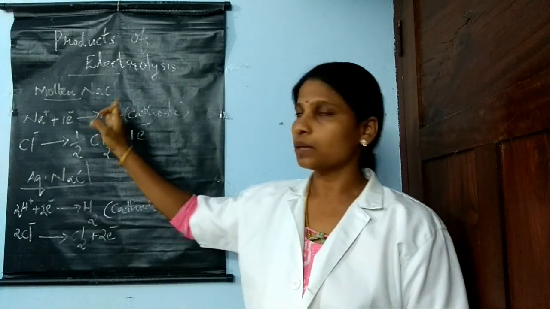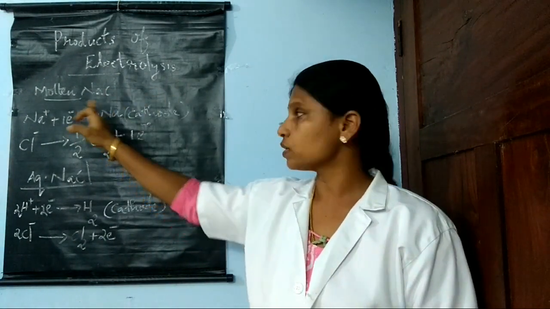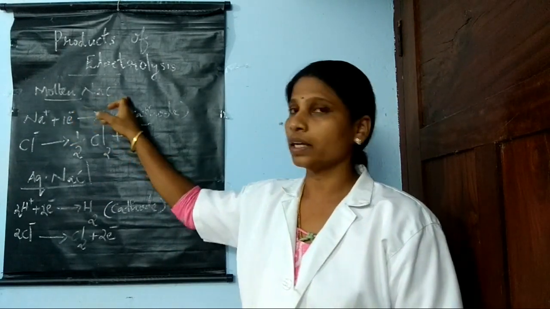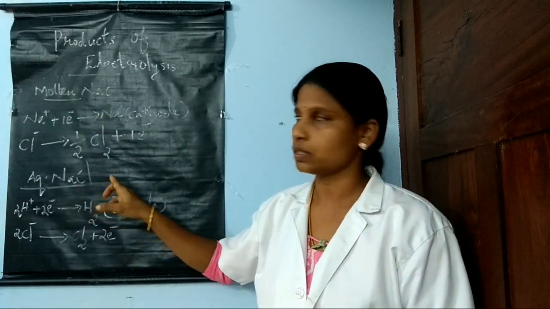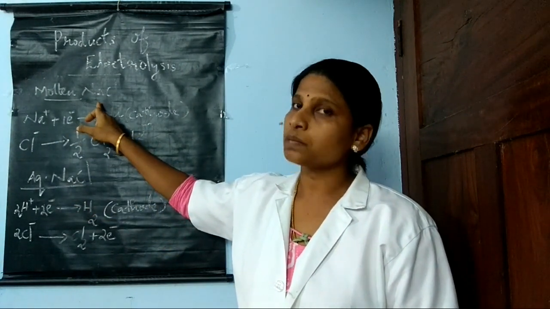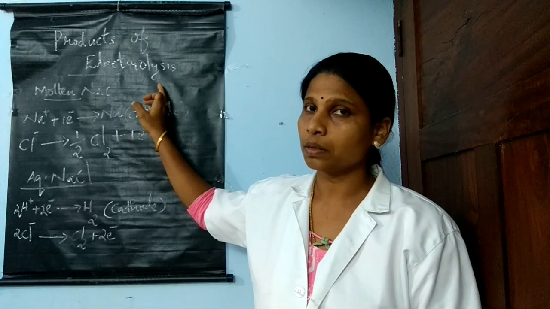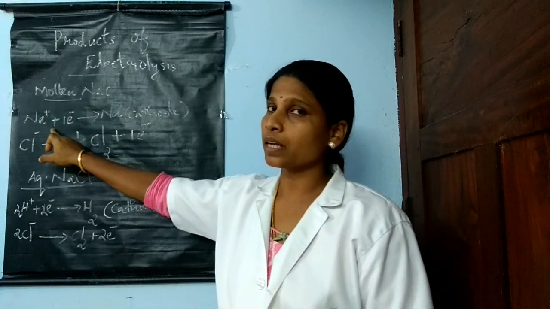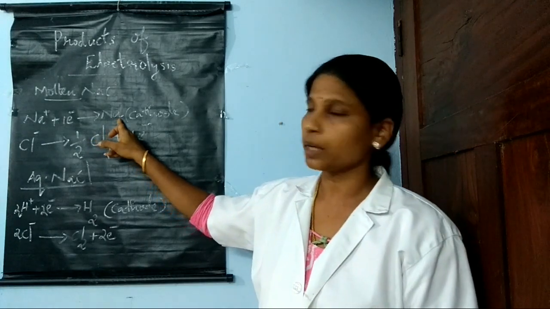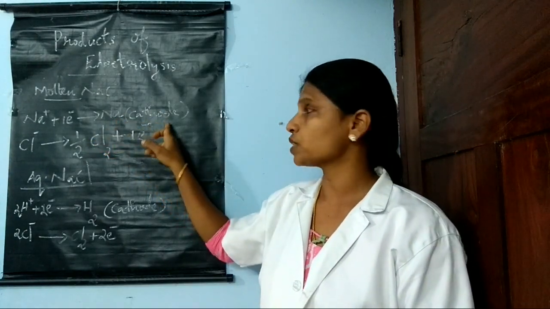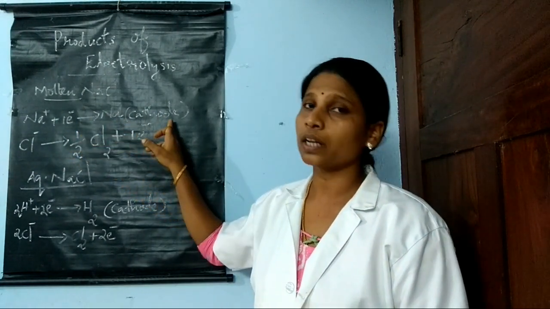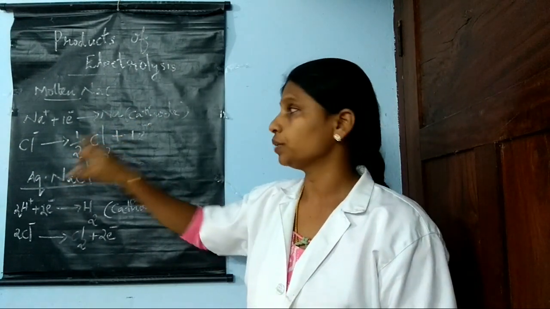According to our syllabus, we have to study the electrolysis of two solutions, that is, molten NaCl and aqueous NaCl. In molten NaCl, Na+ ions and Cl- ions are present. Na+ ions undergo reduction and form sodium, and sodium metal is deposited at the cathode, because reduction takes place at the cathode.